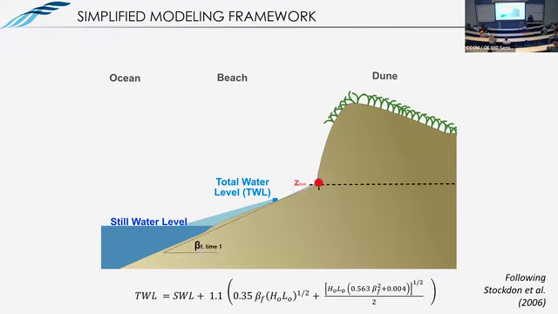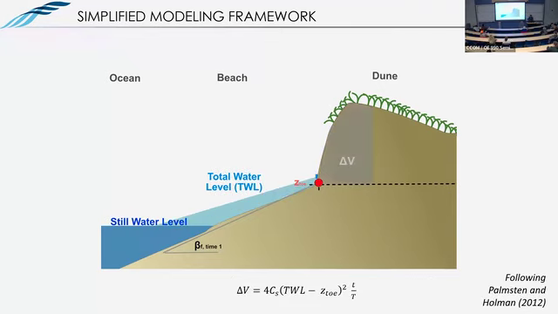And so there's a bunch of empirical approaches to get wave runup. This is basically an equation from Stockdon et al. 2006 that's quite commonly used in our field. And if we add this to the still water level, see what the tides are doing, we get our total water level. And we care a lot about where that total water level is relative to the dune toe, like I showed in those videos earlier.